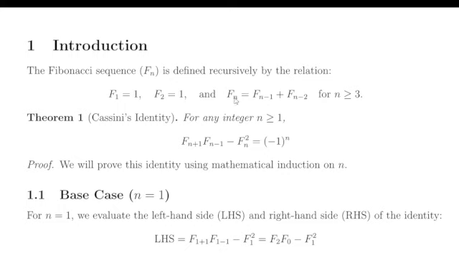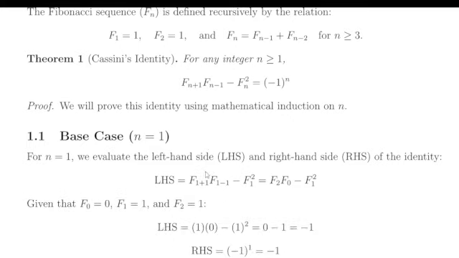Here the Fibonacci sequence is defined recursively, where f1 and f2 are both 1, and f sub n is f sub n minus 1 plus f sub n minus 2 for n greater than or equal to 3. So now let's start off with the proof.